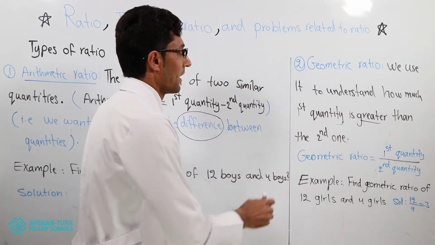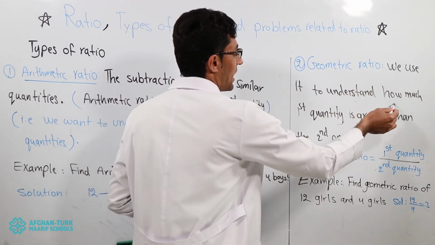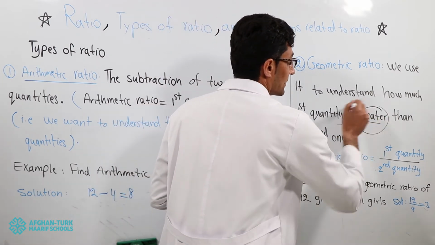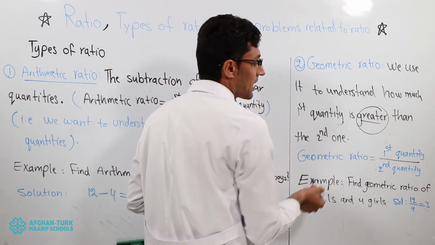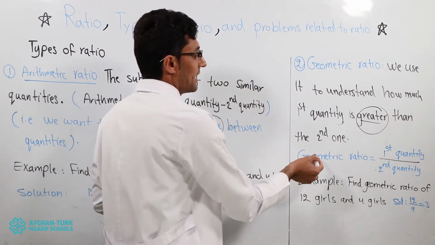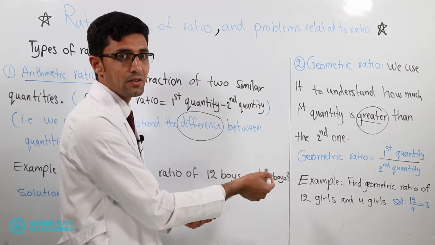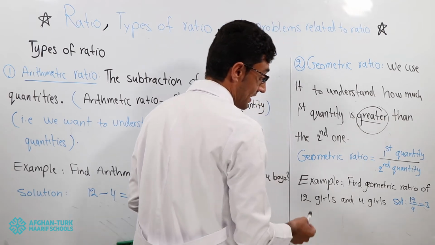Okay, second. Geometric ratio. We use it to understand how much the first quantity is greater than the second one. Very simple. In geometric, we divide the quantities. First quantity is divided by the second.